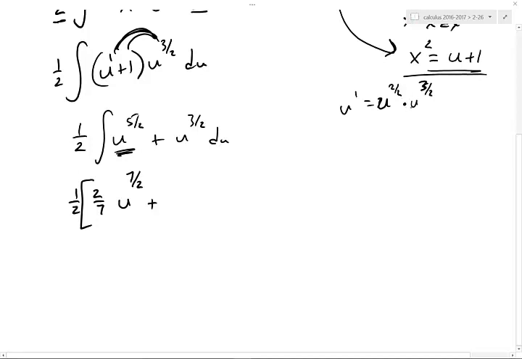That's all. Okay. I was confused on the 2 sevenths part. The 2 sevenths part? Yeah. So listen, you add 1 to the exponent, you get 7 halves. Then you divide by 7 halves. But when you divide by a fraction, you multiply. Does that make sense? Does it make sense to you? Okay, we'll do more. You'll get there.